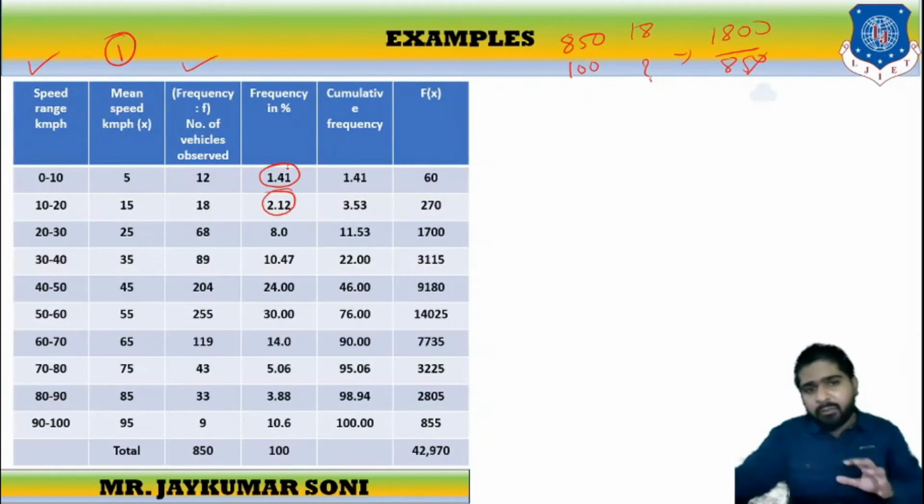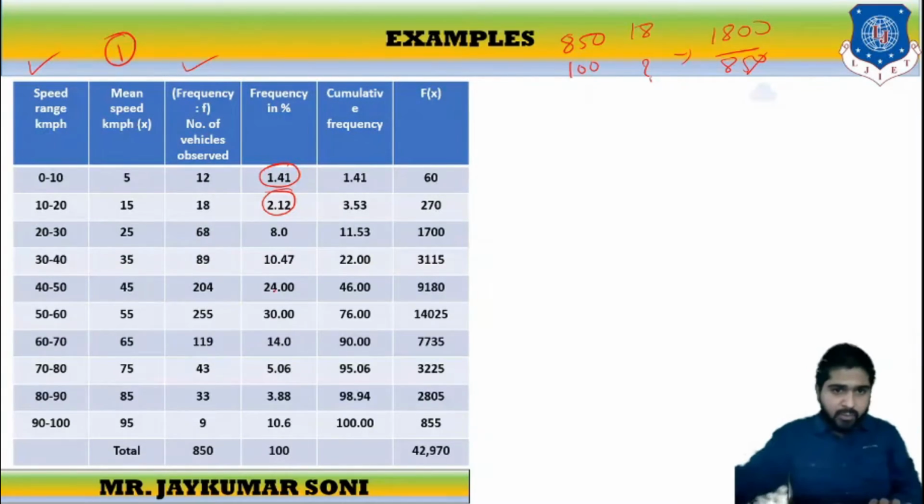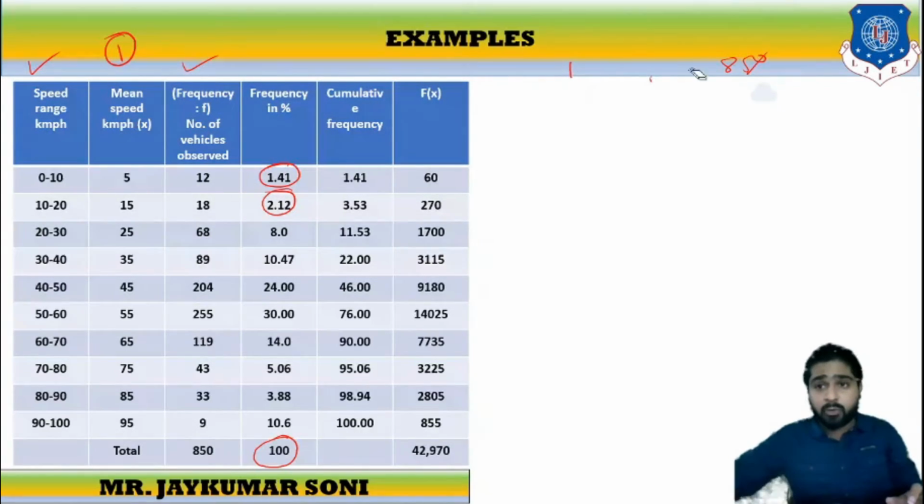For all the values given here, I will calculate the percentage frequency. If I add these values, at the end I will get a sum of 100%. This is the verification that the values I have calculated are correct, that the calculations are done correctly. So I will do this first, then I will do this.